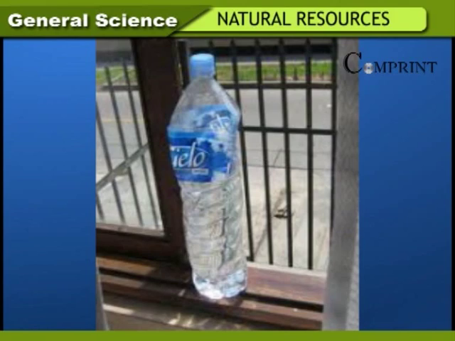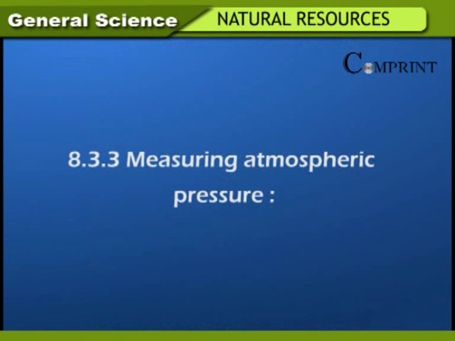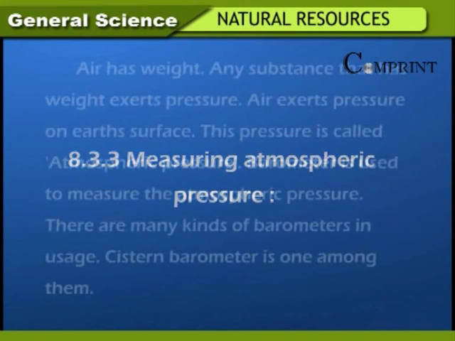Air exerts sideward pressure. Collect a plastic mineral water bottle along with its cap and some hot water, about 50 degrees Celsius to 60 degrees Celsius. Pour hot water in the bottle. Close it and shake it on all sides. Open it, throw away the water, recap it, place it on a table and observe. The sides of the bottle are pulled inwards. This demonstrates that air has sideward pressure.